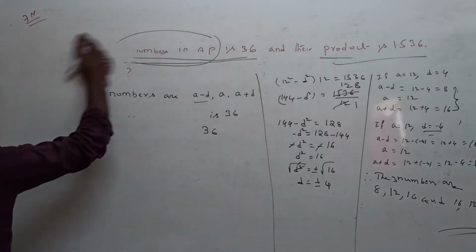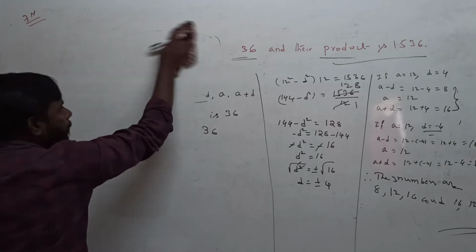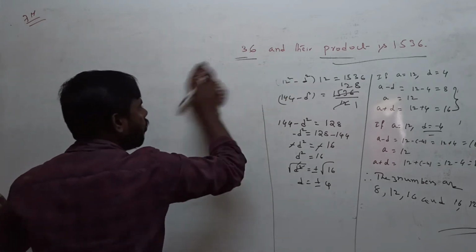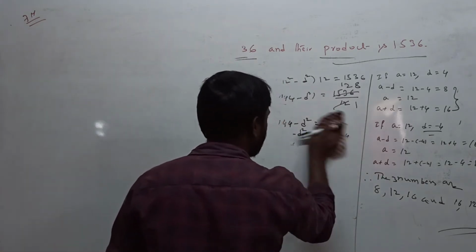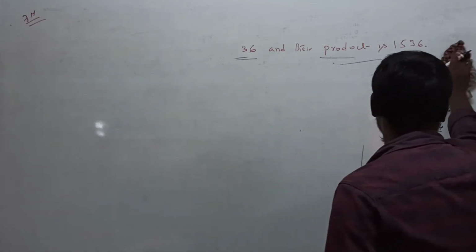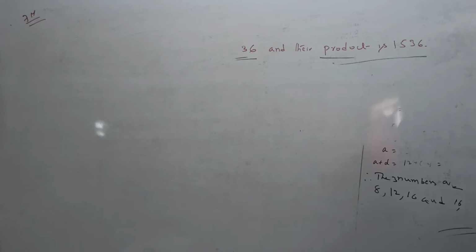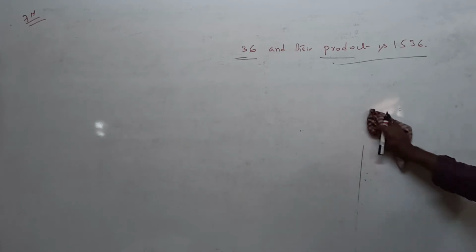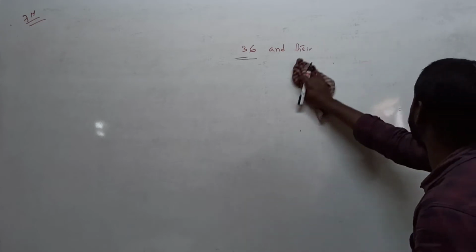So very important, simple trick: only applying the point only. After that, simplifying all the values. What are they asking? Sum of the three numbers. You don't know which three numbers. That's why we are assuming three numbers are present in the arithmetic progression condition. We are taking a minus d, a, a plus d.